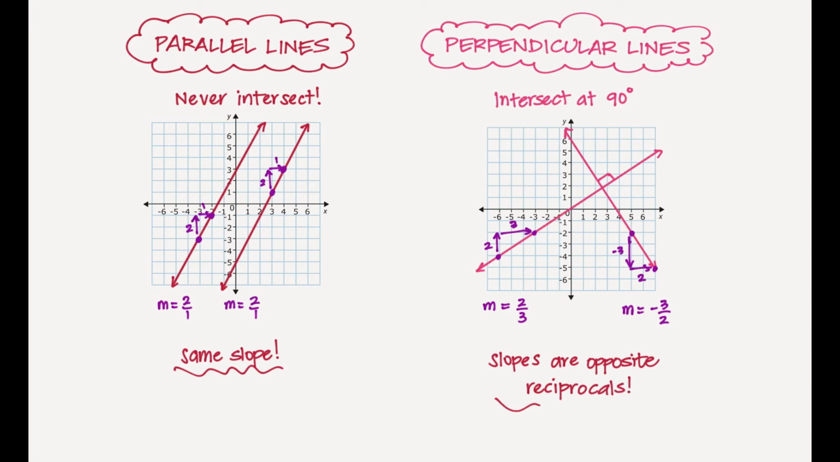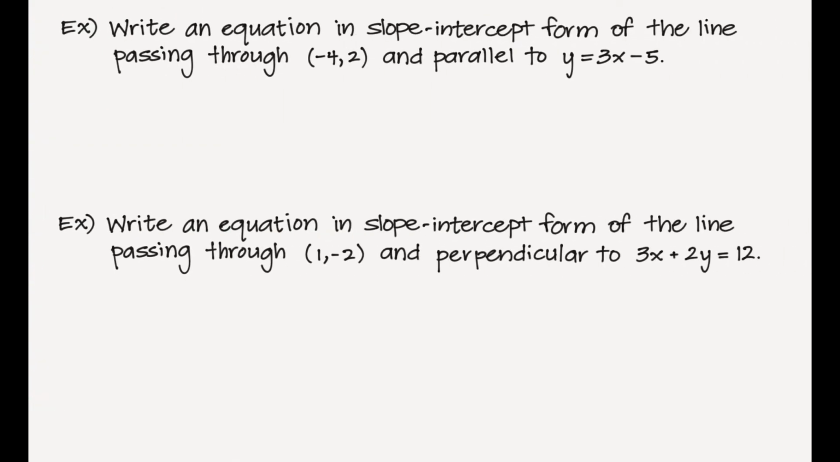So we're going to practice to wrap up this lesson by writing an equation in slope-intercept form of the line passing through negative 4, 2 that is parallel to the line y equals 3x minus 5. So since these lines should be parallel to one another, they should have the same slope, which will be 3. So I'm going to use my slope-intercept form to plug in the 3 and to plug in the point negative 4, 2, and this way I can find the b.